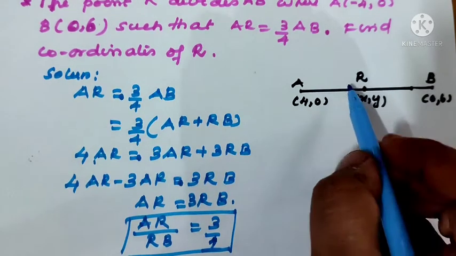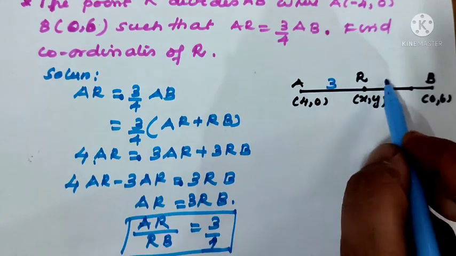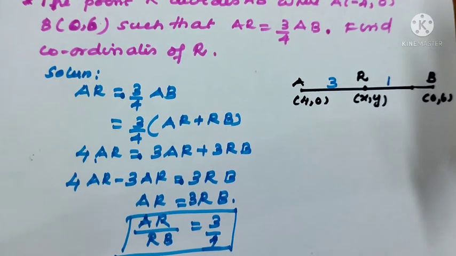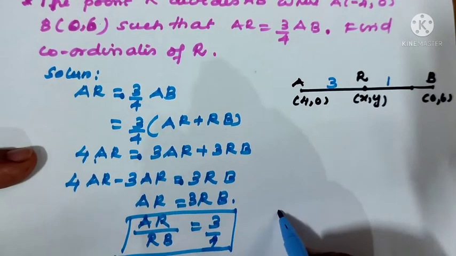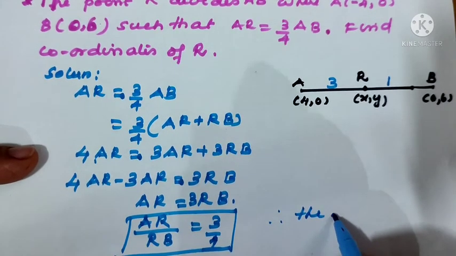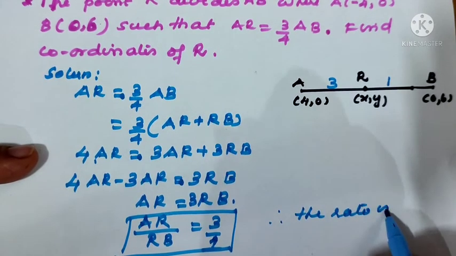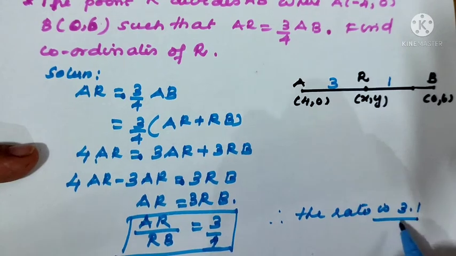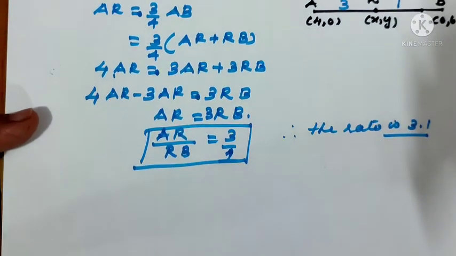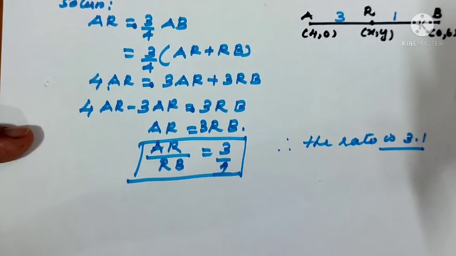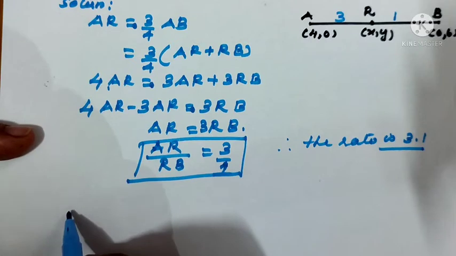So what is the ratio we got? AR is 3 and the other part is 1 only. So the ratio is 3:1. The first part we got. Without this we cannot solve that question. Now the section formula.